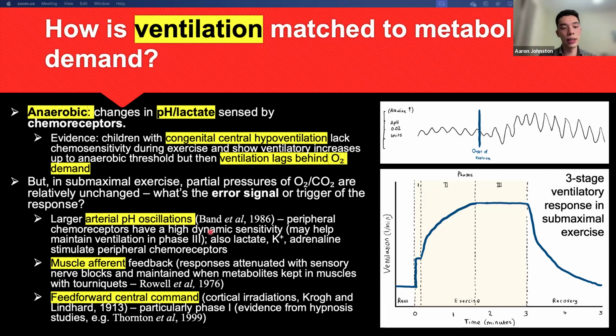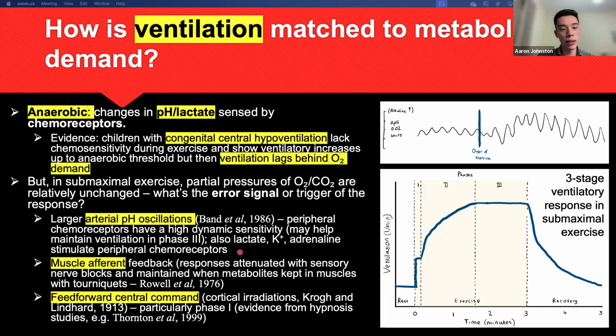In submaximal exercise, however, if I was to measure your arterial oxygen or CO2, it would be largely unchanged. If you went out for a gentle jog, your arterial oxygen partial pressure wouldn't significantly drop, which raises the question then, what is providing the error signal to the ventilatory centers to tell them that you need to breathe harder? Lots of different theories have been proposed here, and there's no consensus, but a few mechanisms which might be important.